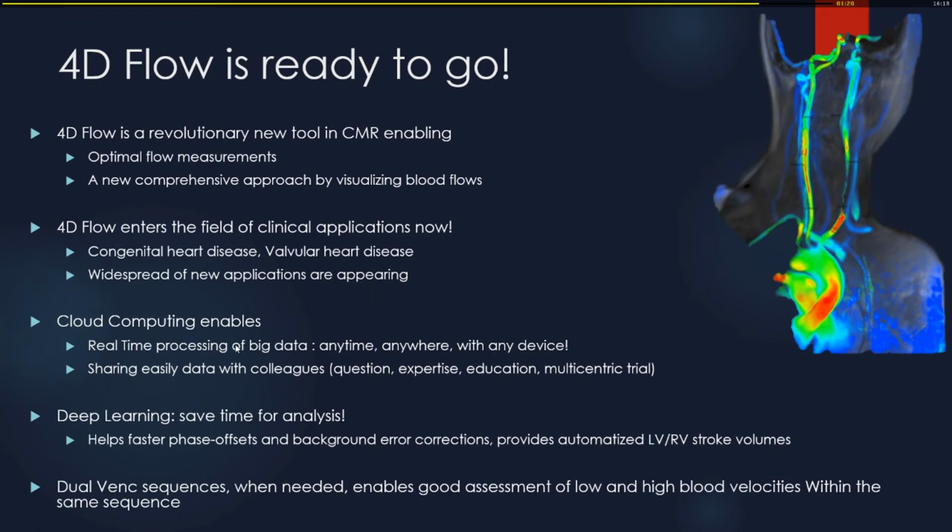Cloud computing enables real-time processing of big data anytime, anywhere, with any device. And also, as Chiara said before, sharing data easily with colleagues, also for questions, expertise, education, or multicentric trials. Deep learning saves time for analysis, on one hand by helping faster correction of the phase offset errors, but also by providing automated LV and RV stroke volumes to compare our data. And finally, dual Venc sequences, when needed, enable good assessment of low and high blood velocities within the same sequence.